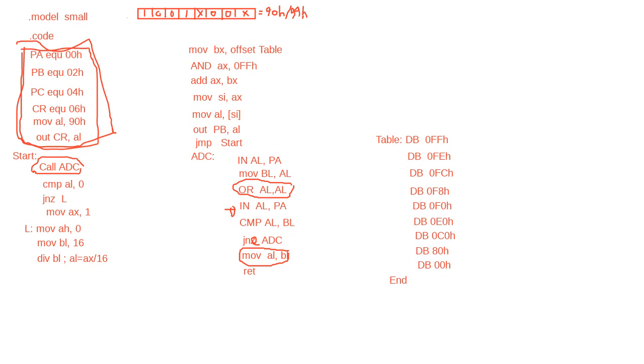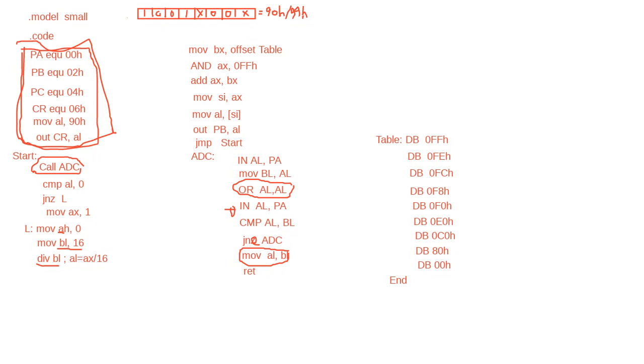Called ADC. Then we compare whether AL, the analog value, is 0 or not. If it is 0, we have to make it 1. If it is not 0, then come here. Not 0 means it is accepted. We have to use the AX before division, so AH is 0 and AL is actually the analog to digital data. Then MOV BL, 16, because we have to divide it by 16. Then DIV BL, that means AX divided by BL (16), and the result is in AL.